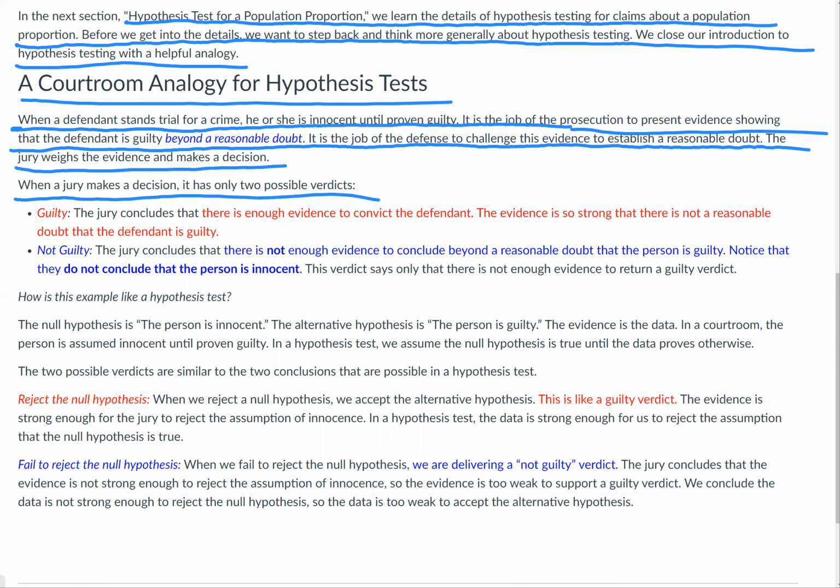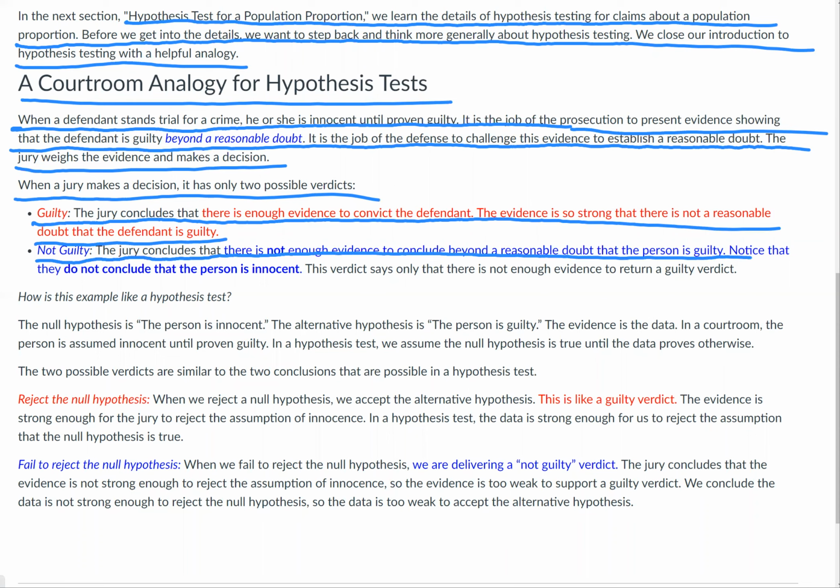When a jury makes a decision, it only has two possible verdicts. First, guilty. The jury concludes that there is enough evidence to convict the defendant. The evidence is so strong that there is not a reasonable doubt that the defendant is guilty. Or not guilty. The jury concludes that there is not enough evidence to conclude beyond a reasonable doubt that the person is guilty. Notice that they do not conclude that the person is innocent. The verdict says only that there is not enough evidence to return a guilty verdict.